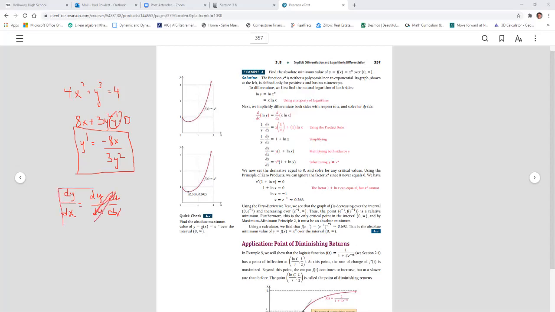Now, some of you may not get that, some of you may not care to get that, but as long as you can go through the mechanics of implicit differentiation, you should be okay.